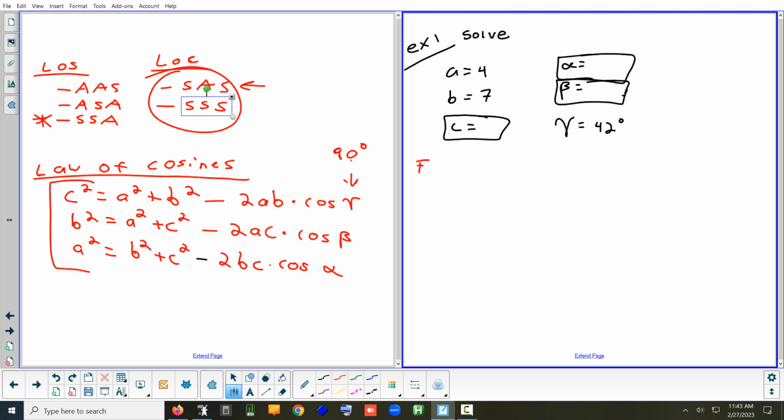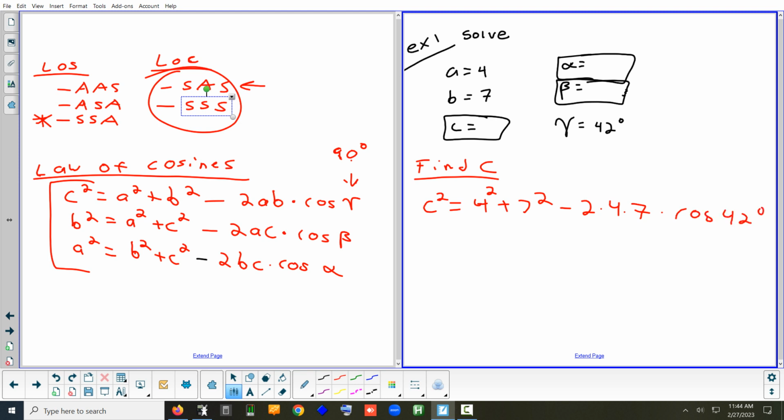So you always want to find the one across from it. You always want to find the side you're missing. So you won't have to rearrange it to solve for the one? You're not going to have to rearrange anything. This is going to be more arithmetic than it is algebra. You're going to have a lot to simplify, but the variable is basically by itself in this type. So you get 4 squared plus 7 squared minus 2 times 4 times 7 times the cosine of 42. And then you just solve it.